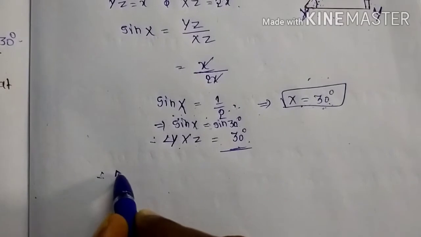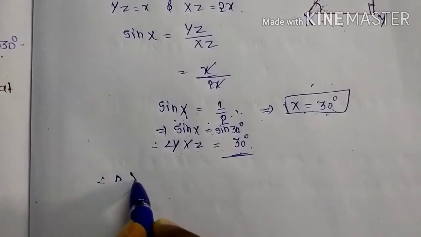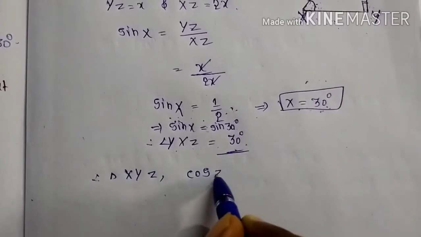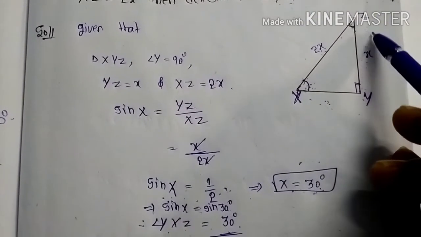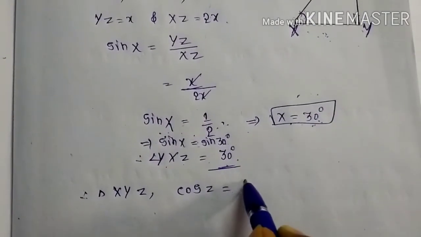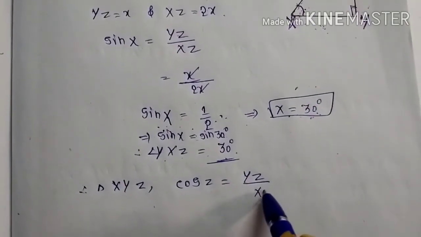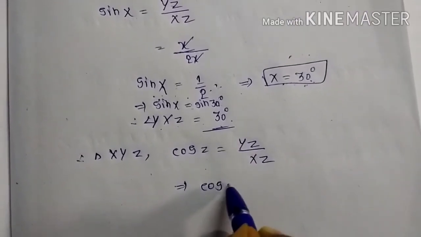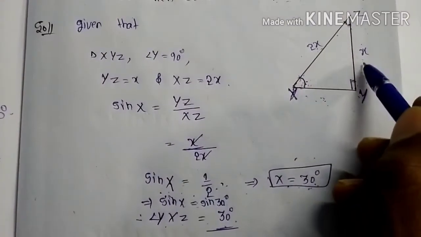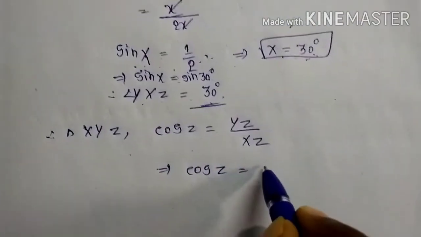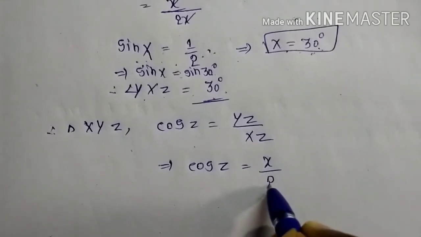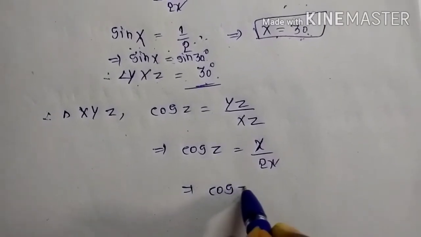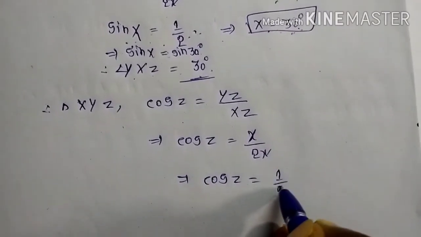See here, from triangle XYZ, cos z is equal to what is the adjacent? YZ by XZ. See here, cos z is equal to YZ value is how much? X. XZ is 2x. You can write here x by 2x. X cancels. What are you getting? Cos z is equal to 1 by 2.